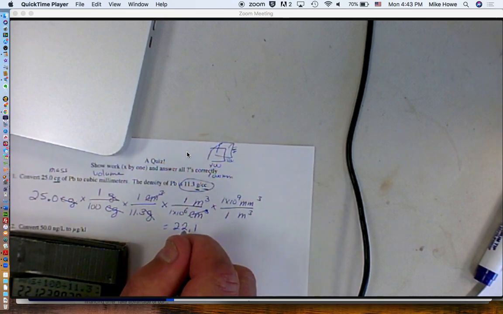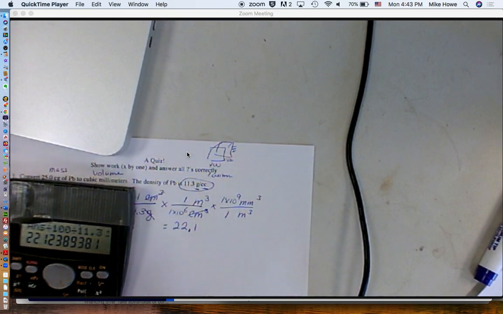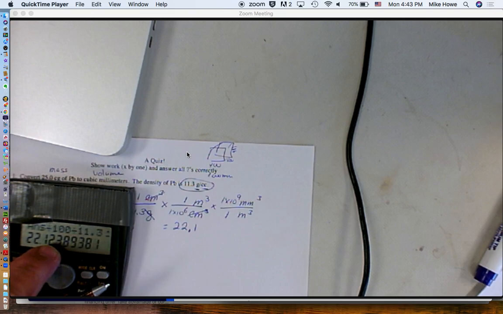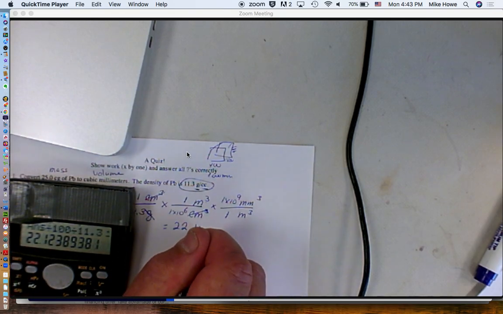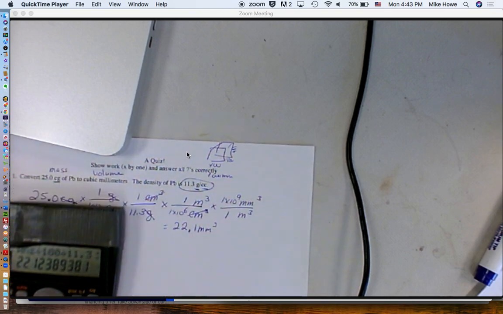22.1. And since that 1 is followed by a 2, you just leave the 1 as it is. If this 2 had been a 5 or more, it would have been 22.2. We would have rounded up. All right, and the unit is cubic millimeters. All right, that was question number 1.